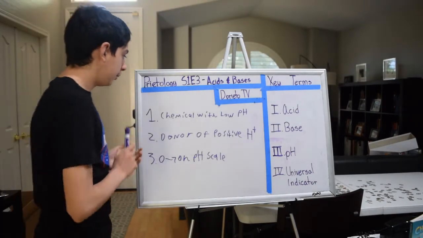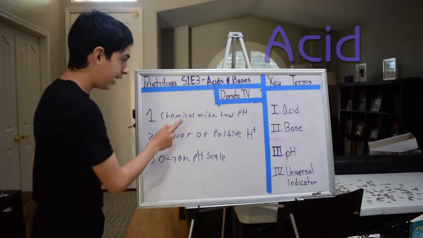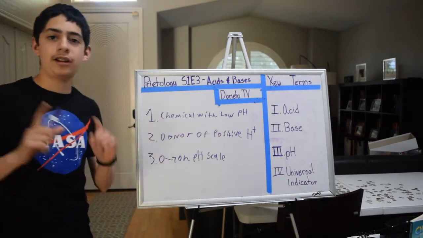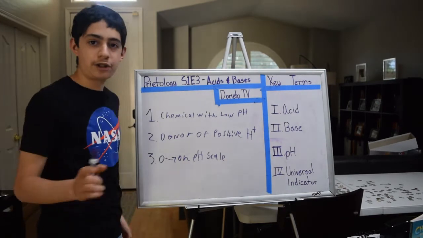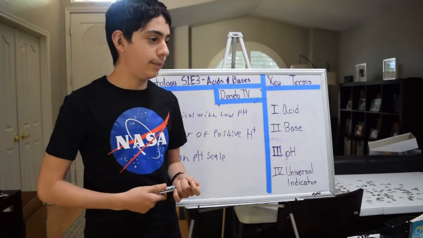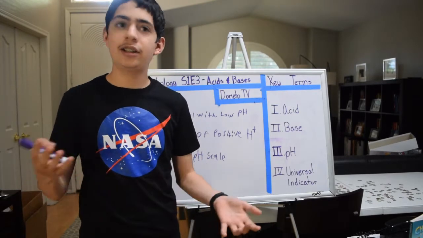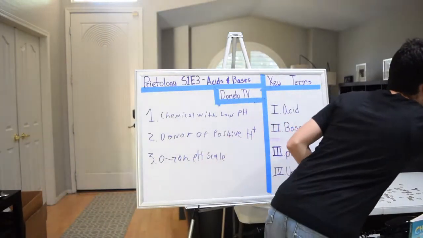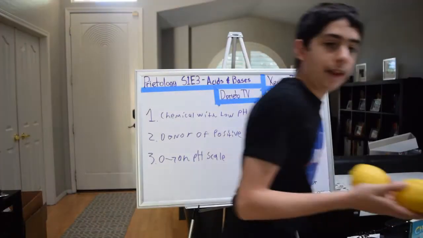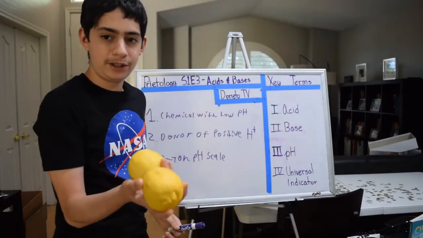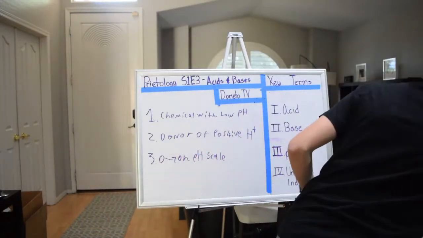Okay, so our first term is acid. Acids are chemicals with a low pH. We're going to talk about pH later. And usually acids are donors of positive hydrogen ions. We learned what ions are last time. Let me give you an example: vinegar. Vinegar is a really good example of an acid. Also, lemon juice is a good example of an acid as well.